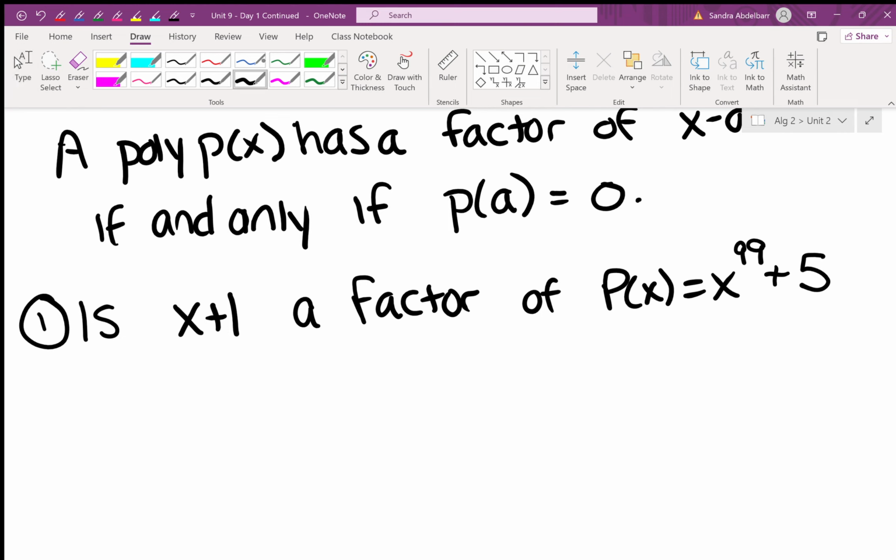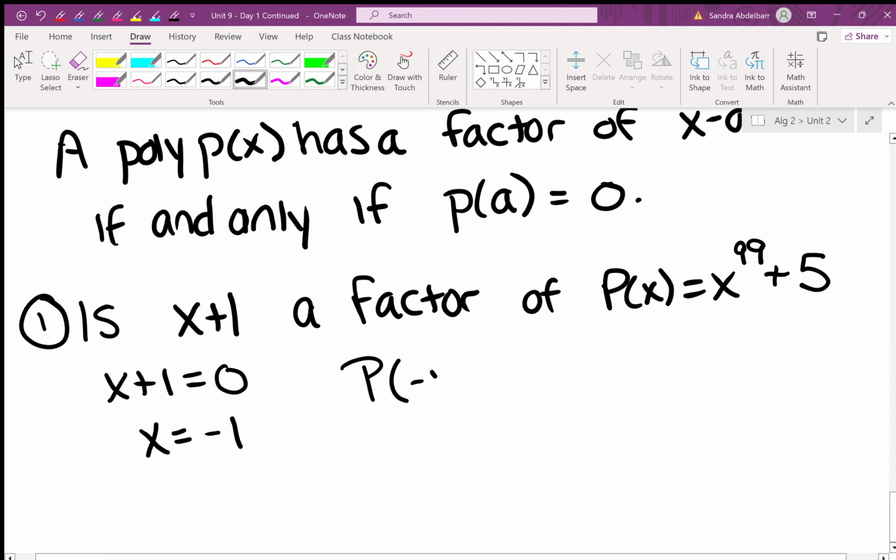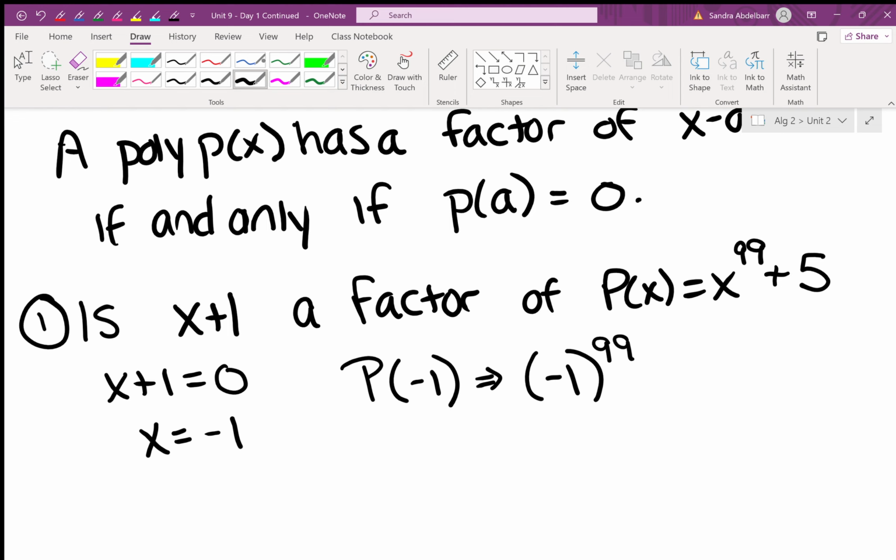So x plus 1, we're seeing if that's the factor. What did I say to do? Take x plus 1 and solve for x. If we're going to solve for x, x will equal negative 1. So now we're going to plug that in, p of negative 1. So that's going to be negative 1 to the 99th power plus 5. When you raise a negative number to an odd power, what's it going to be? Negative. If you raise a negative number to an even power, what's it going to be? Positive. So do we all agree this stays negative 1? And then you're plus 5.